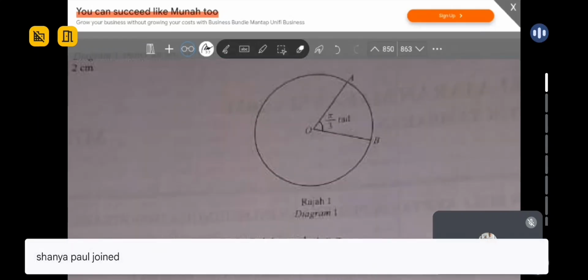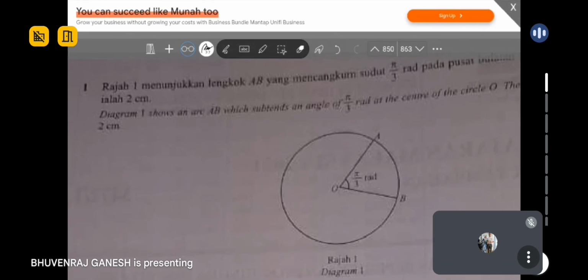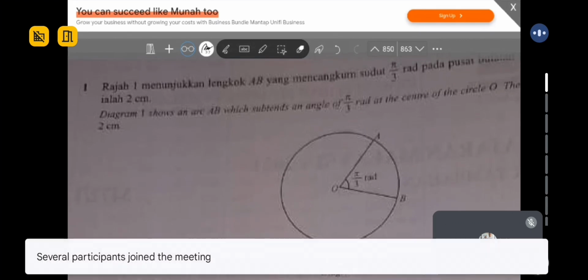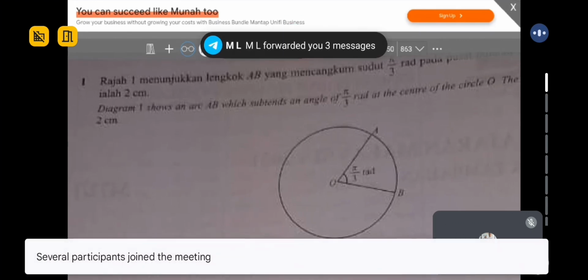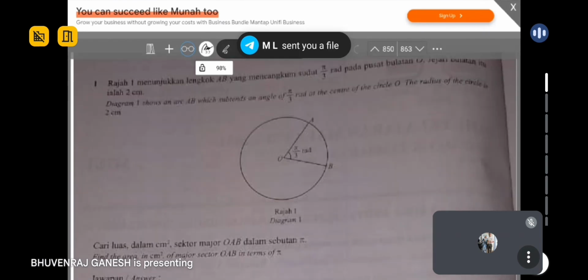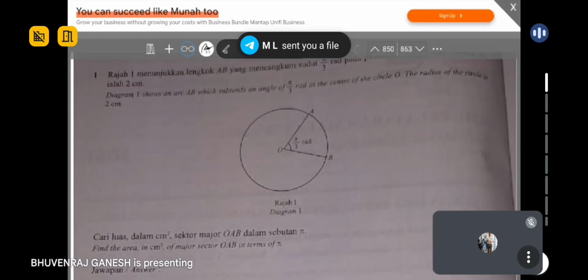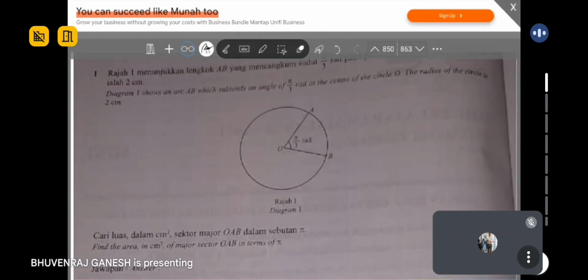Okay, so today we will start on the SPM 2021 Maths. Okay, Kertas 1. As you know, Kertas 1 has 2 bahagian. Paper 1 has 2 sections: Section A and Section B. Section A has 12 questions, 12 soalan. Section B has 3 questions, choose 2. 3 soalan pilih 2.